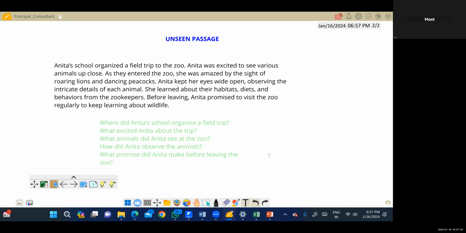Aditya, give me this answer. What animals did Anita see at the zoo? Anita saw roaring lions and dancing peacocks. It's not lion, it is lions. Roaring lions. Okay, sir. So read again. Anita saw roaring lions and dancing peacocks at the zoo.